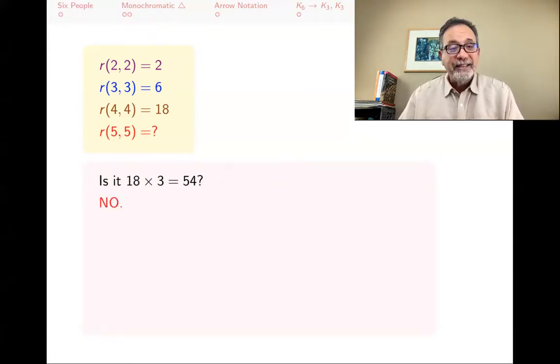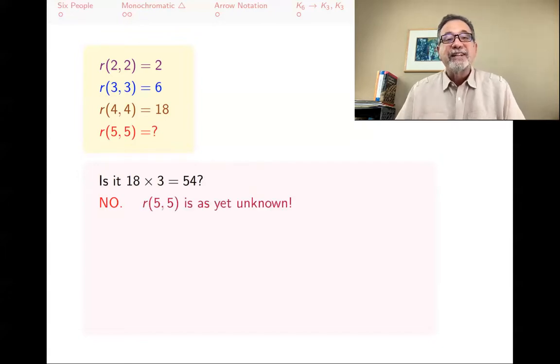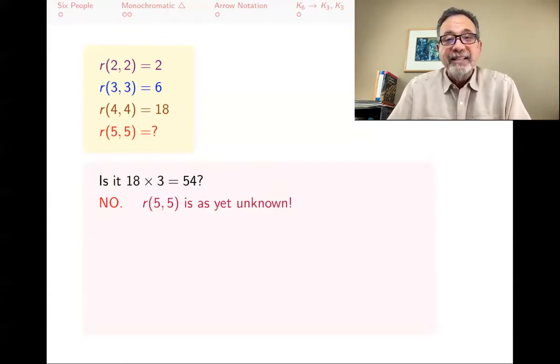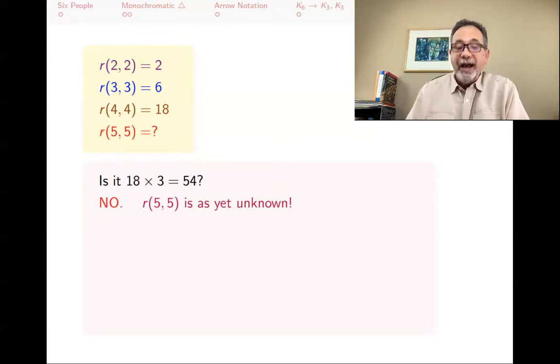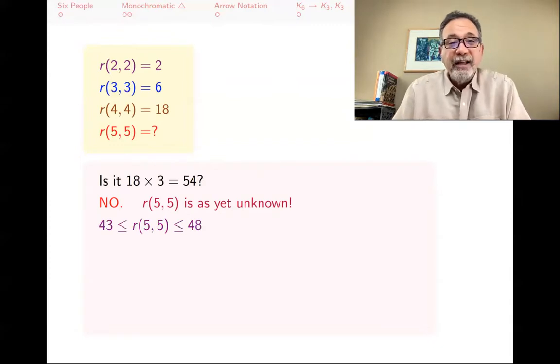In fact, R55 is not known. It's unknown. It's an open problem in mathematics, and it's not for lack of trying. It's one that we haven't been able to find yet. The best we know is that it's a number between 43 and 48.